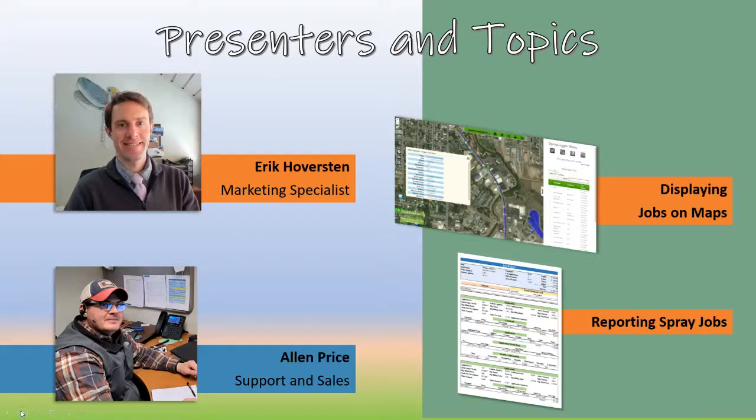We're going to break the discussion today into two parts. First, we're going to focus on the location information by looking at the different ways in which spray jobs can be displayed on maps to give you and your stakeholders a visual representation of your work. Then we'll explore ways to make use of the detailed spray data that SprayLogger collects by generating tabular reports.